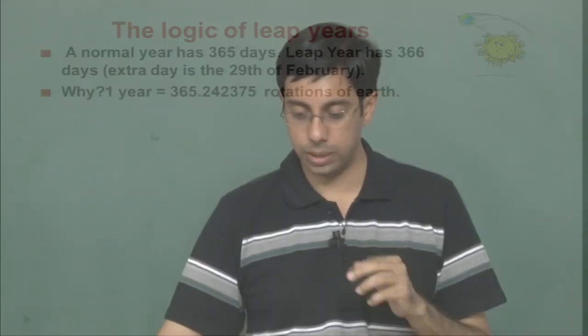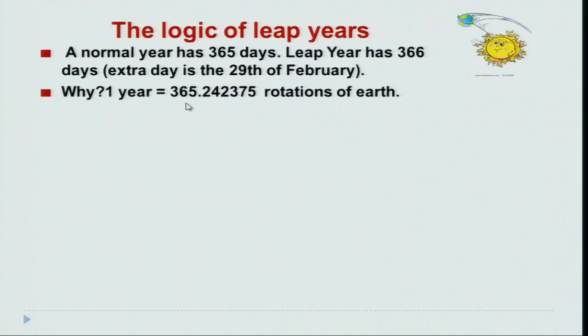So, what is the logic of a leap year? Roughly, an average solar year is 365.242375 rotations. So, in particular it is not an integer. We normally say that a year has 365 days. That is not quite true, it is a rounding. So, how much are we losing?